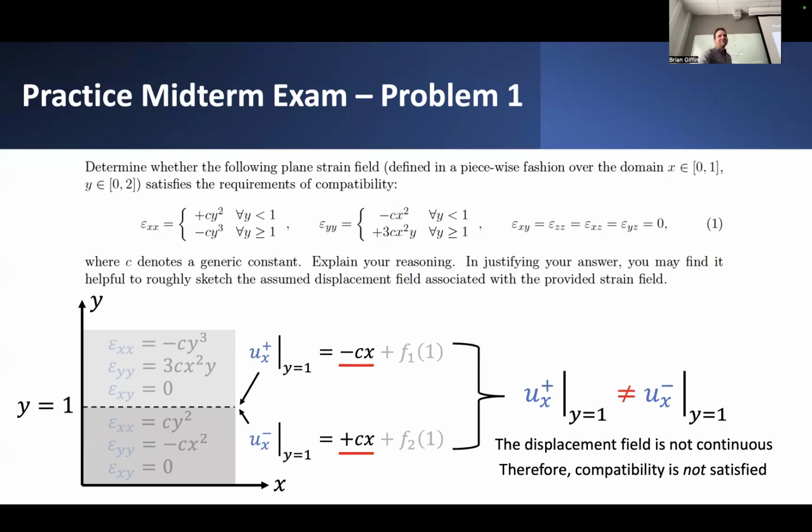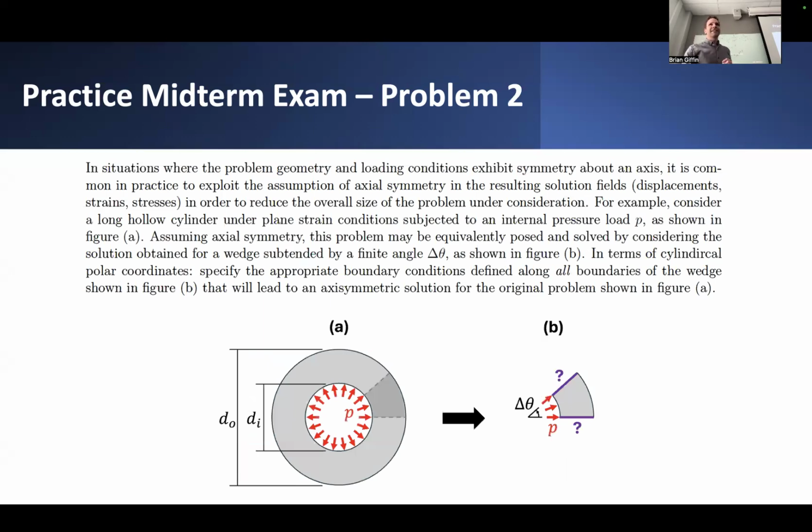Okay, so a bit of a curveball, but that's kind of the spirit of this. It's really to get you thinking, and there's still some pedagogy to be had going into this exam, just so that you're really solidifying your understanding of these concepts, and that compatibility is really more than just here's an equation, let's apply it. It's an implication that the displacement field has to be continuous. All right, so with that, let's move on to problem number 2.